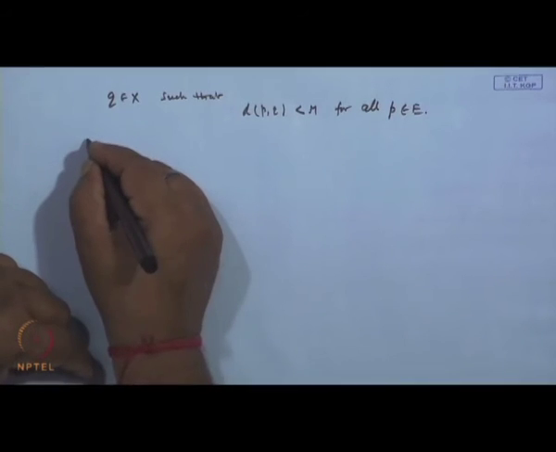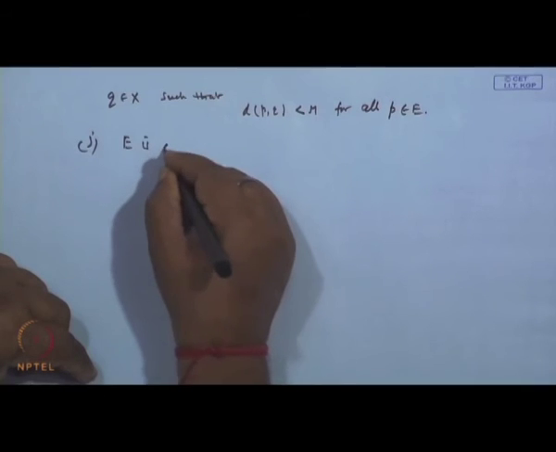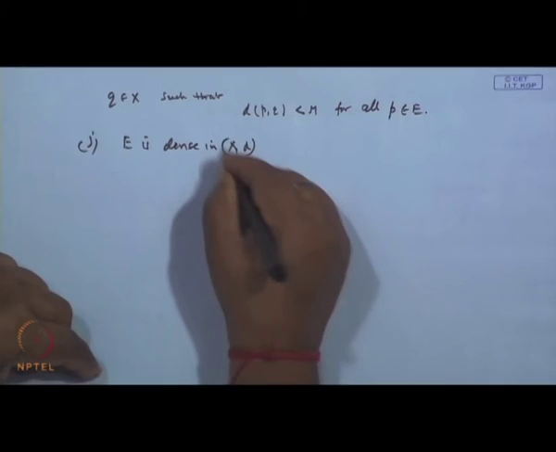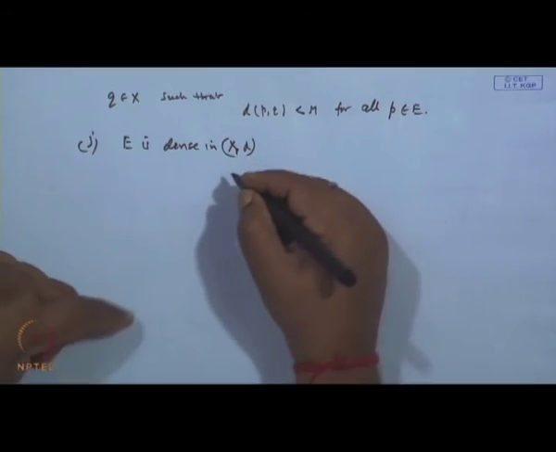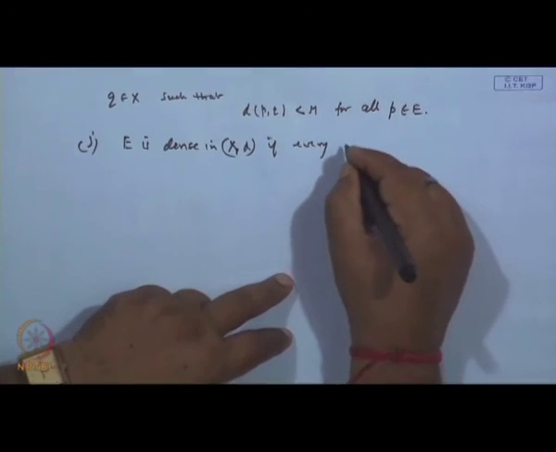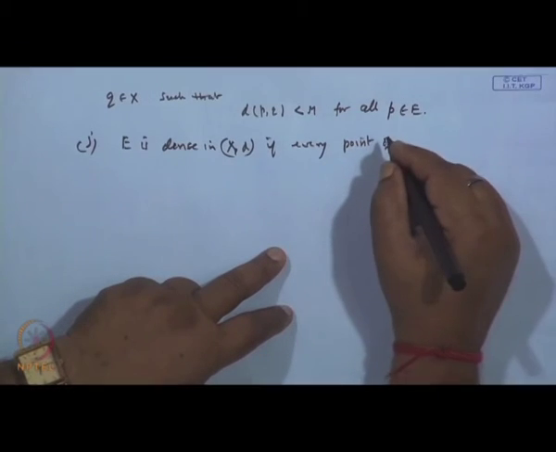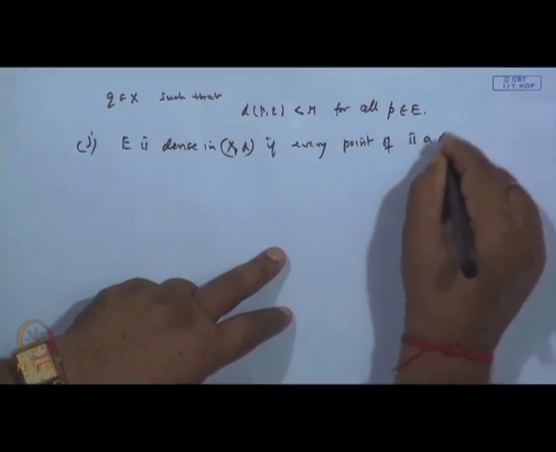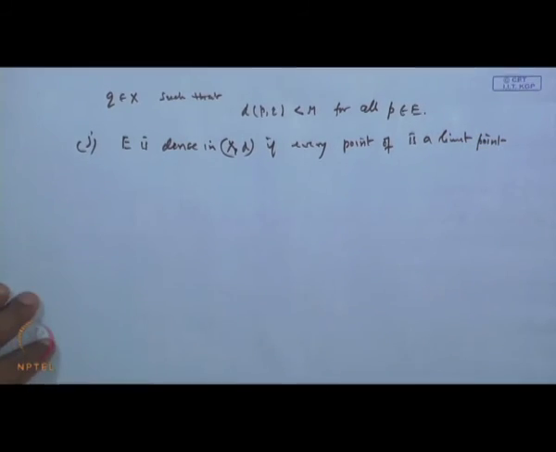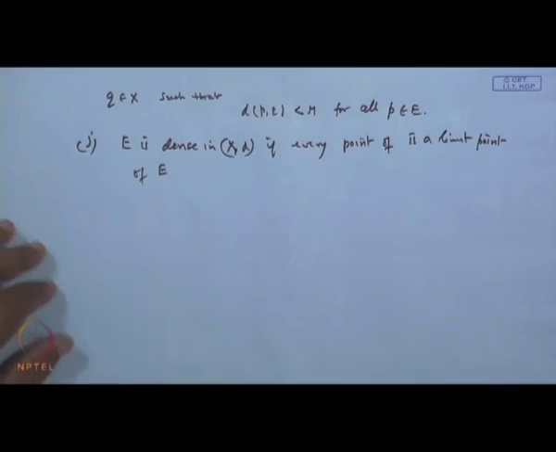And lastly, we say J, a set E is dense in a metric space X, D if every point of X is a limit point of E or a point of E.